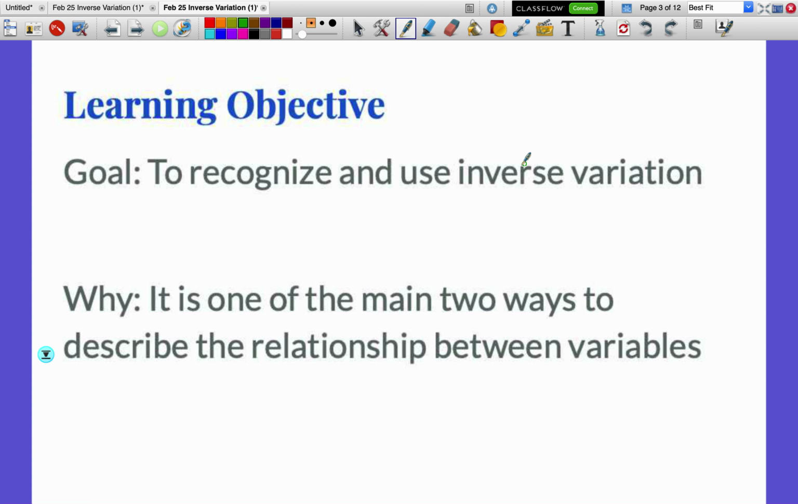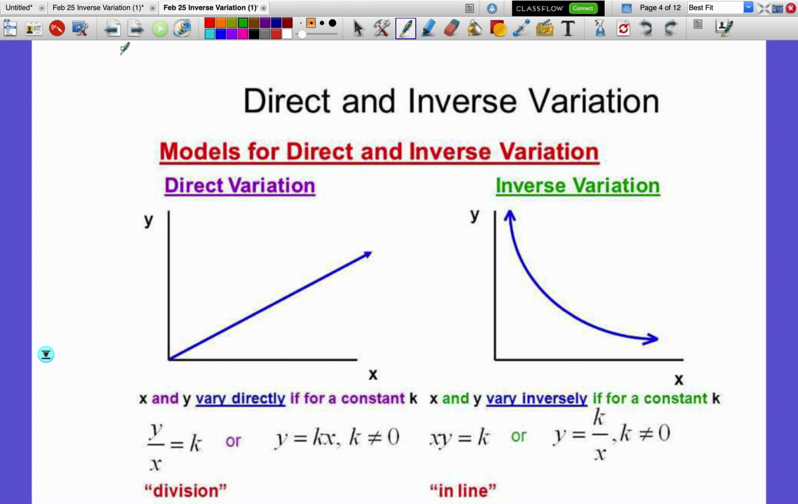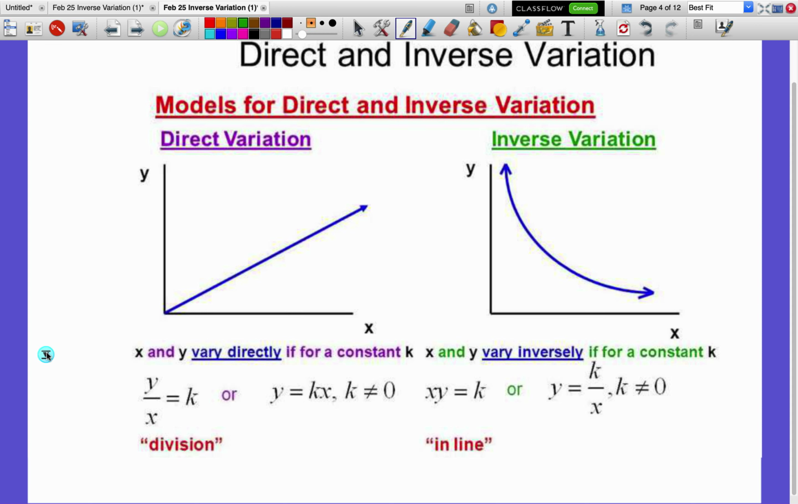Goal for today is to recognize and use inverse variation. Why are we doing this? It is one of the main 2 ways to describe the relationship between variables, but not everything falls underneath these 2 categories. There are plenty of variations that are neither direct nor inverse, but these are 2 very common ones.